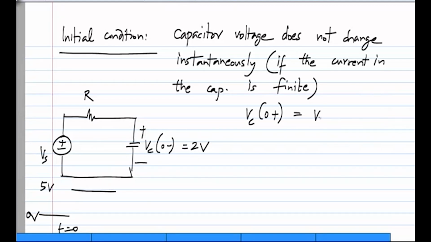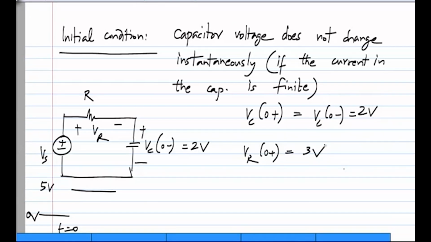So this will be equal to Vc of 0 minus, which is the same as 2 volts. Instead, if you are interested in Vr, what is the initial condition on Vr just as the step is applied? Vr is nothing but Vs minus Vc. So if Vs is 5 volts just after the step is applied and Vc is 2 volts because it is continuous, Vr would be 3 volts.